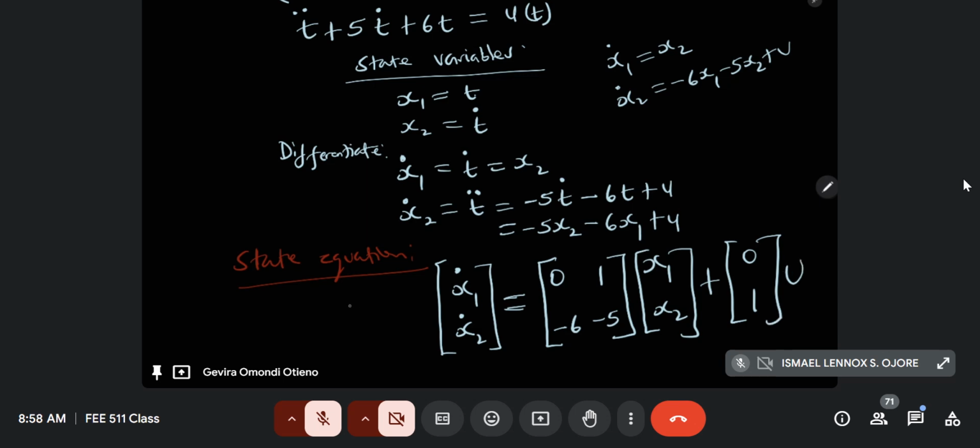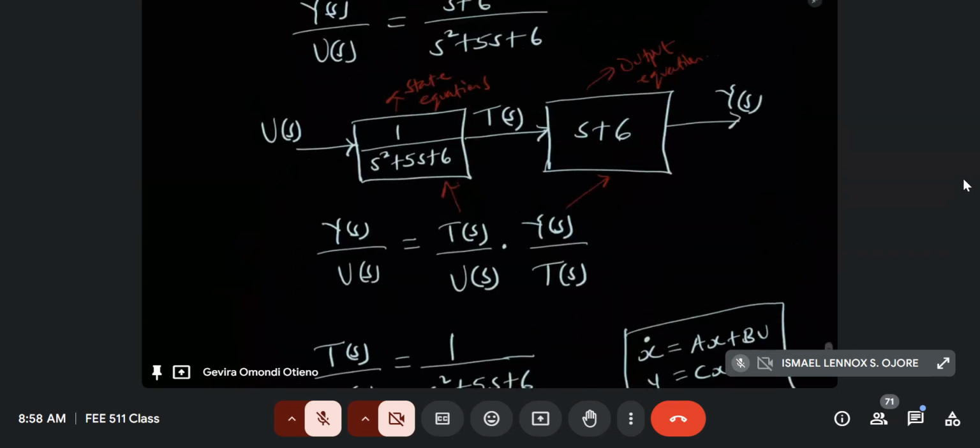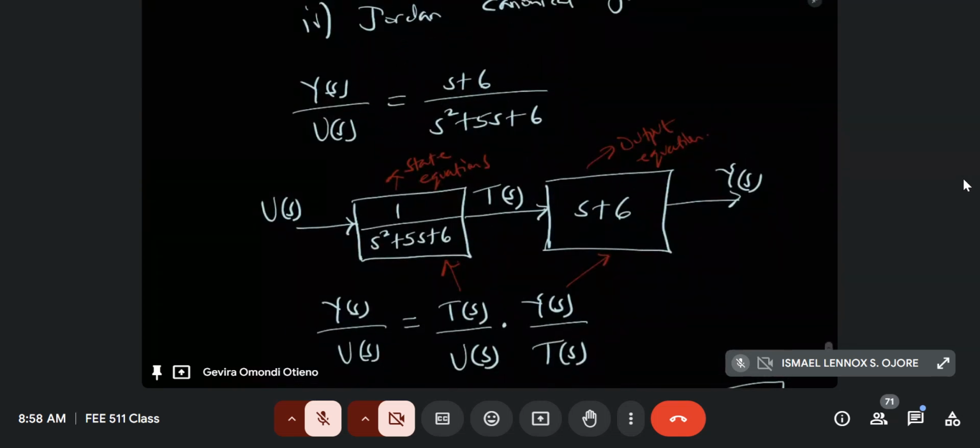So this becomes the state equation, and this is the controllable canonical form. For the first, just the state equation, because the controllable canonical form requires us to write also the second part. Now, if we go to the second part, remember, we've only done the first block that has given us the state equation. We have to do the second block to give us the output equation.